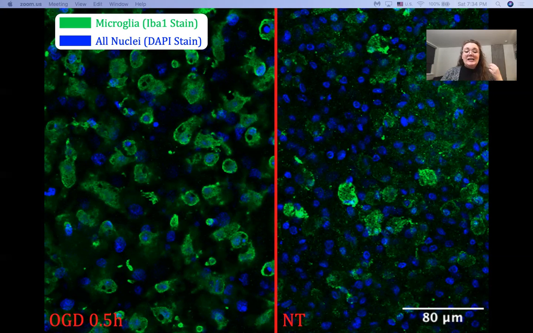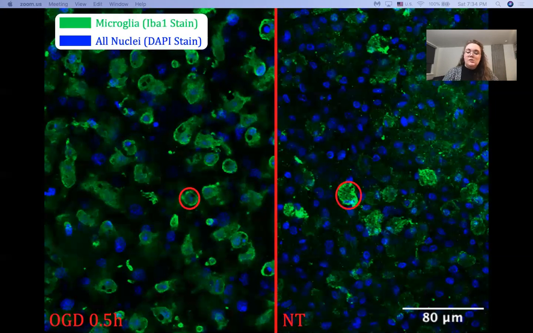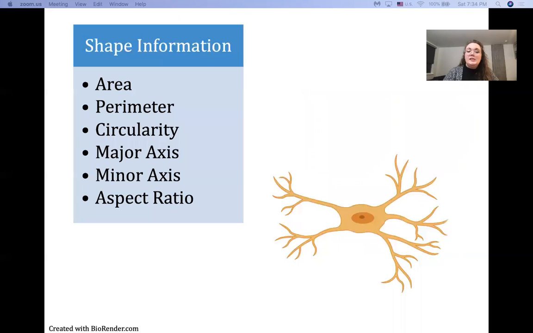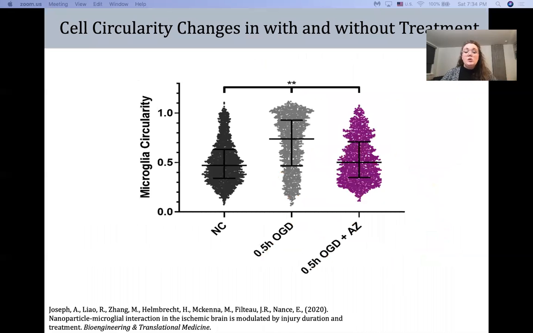Just by the eye, it seems like the OGD cells are slightly more circular than the non-treated groups, but we can actually quantify this with features such as perimeter, area, and major and minor axis, amongst others. And when we do, for this paper, we found that in comparison to our non-treated control, our injured group actually tends towards more circular. And then when we treat it with our treatment, it goes back to a pattern that's similar to our non-treated control.